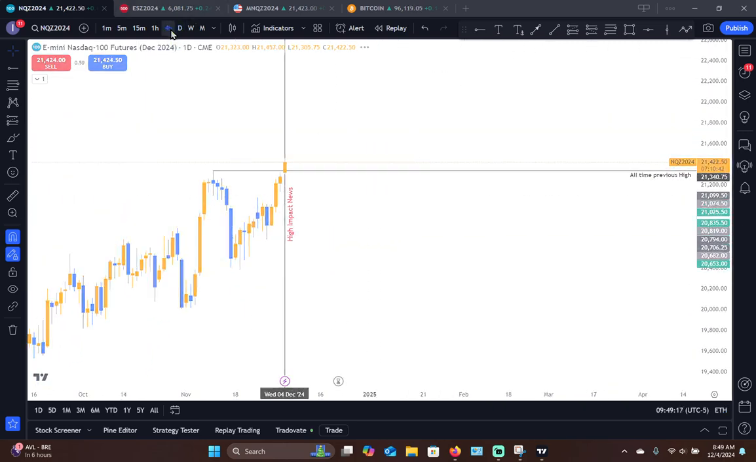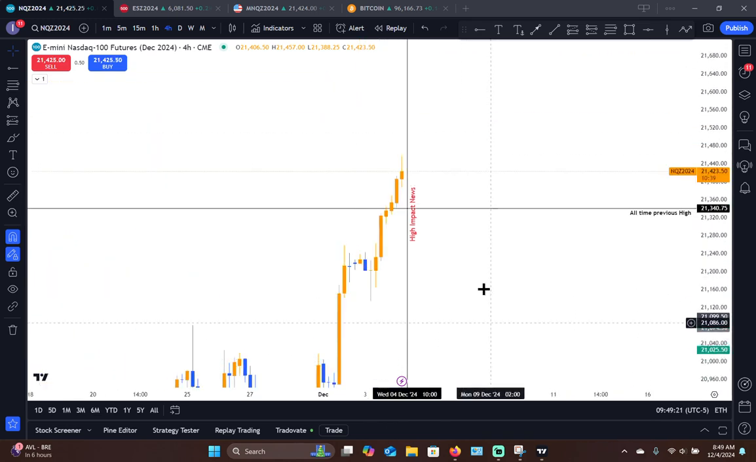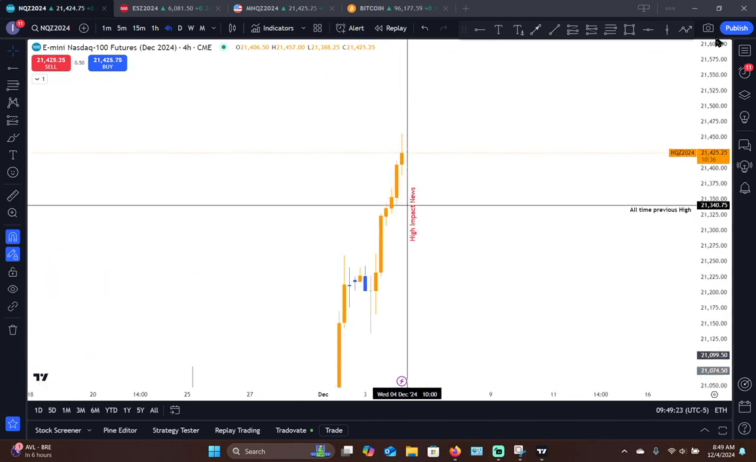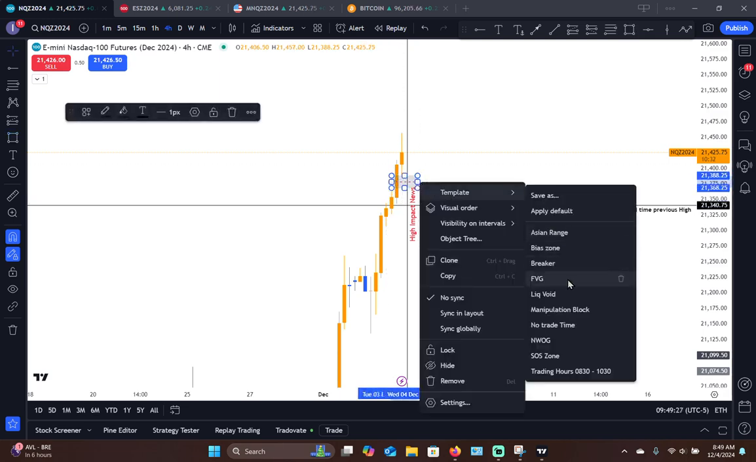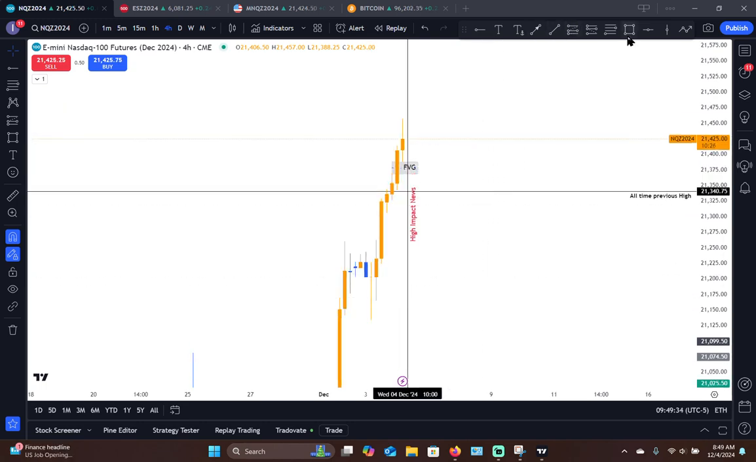Let's go on the 4 hour and let's try to find more levels. So we got 10 minutes and it looks like there's going to be a fair value gap forming here at the end of the 10 minutes. So we can do that. Fair value gap, label it 4 hour. Boom. And you got some more down here, man.